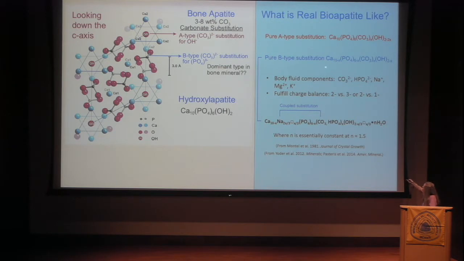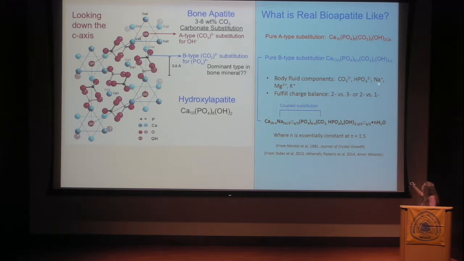The pure B-type, considerably more complex, represented by that formulation. Well, of course, the bone apatite is not grown in a beaker. It's grown from the body fluid. So we want to see, for the real bioapatite, what are the other components to think about besides carbonate?